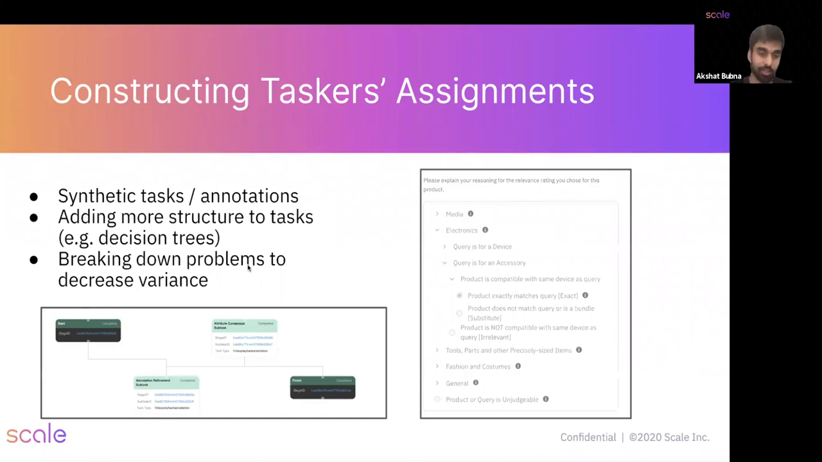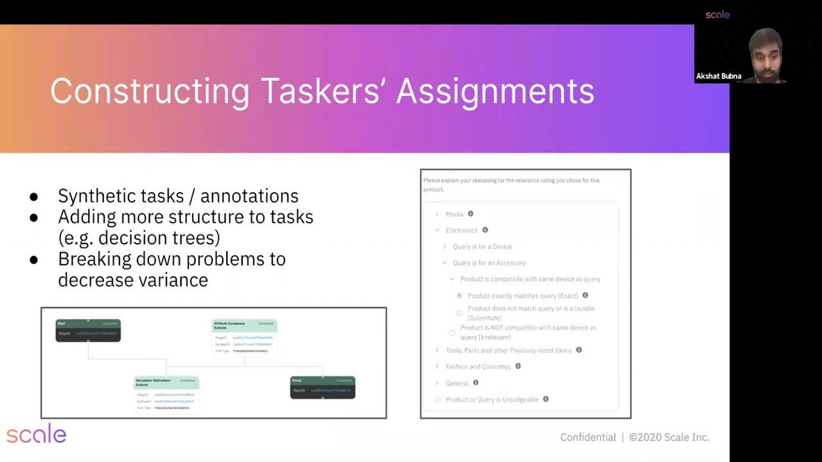So benchmark tasks are not the only way we can augment the assignments we give to taskers. There are a bunch of other things we do that I won't go into today, but some of them are: we create synthetic tasks. We can also create synthetic annotations within a real task. We can add more structure to tasks, for example, decision trees. What this means is that even if a customer does not care about a particular thing at the end of the day, we might want taskers to provide those answers so we can be more effective at quality control and gather more metadata about the kinds of tasks we're labeling, things like that.